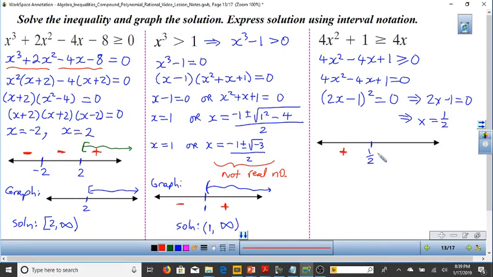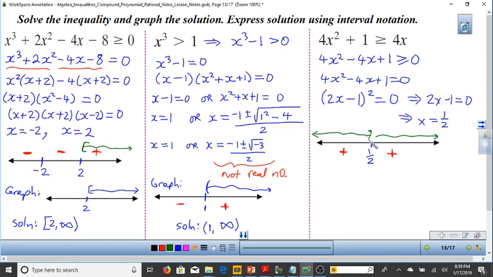Now I try a number to the right of half, namely 1. Plug in 1. 4 times 1 is 4. Minus 4 is 0. Plus 1, still 1. Positive. Got a positive here. So this means everything will work to the left of half and to the right of half. But does half work? And the answer is yes. Half works because we're including it.